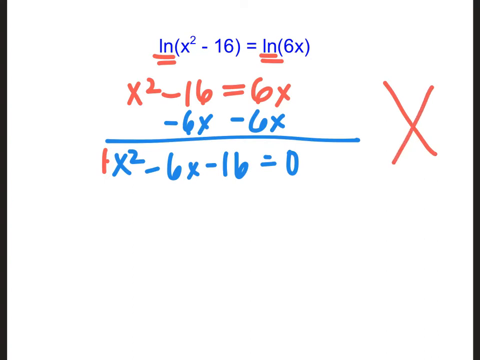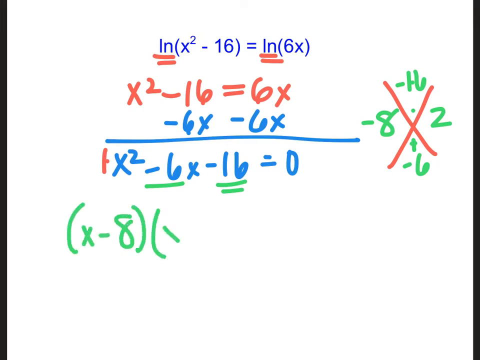So I'm going to draw my x. We are looking for something that multiplies to that last number, negative 16, and adds to the second one, negative 6. So what can I multiply to get 16 and add to get negative 6? Well, I know that 16 is the same as 8 times 2. And if I want to get negative 6, that 8 is going to have to be negative, because negative 8 times 2 gives me negative 16. Negative 8 plus 2 gives me negative 6. That means I can break down my equation. So I have x minus 8 times x plus 2 equals 0.